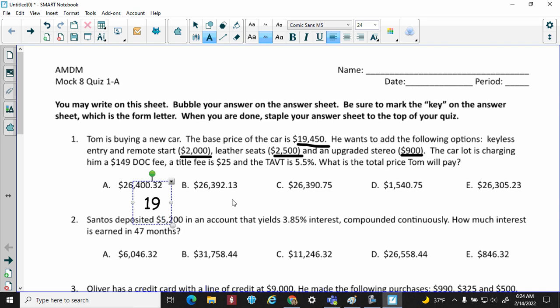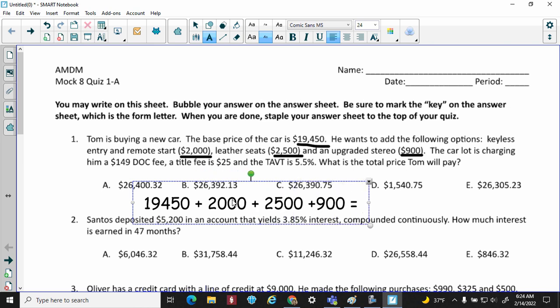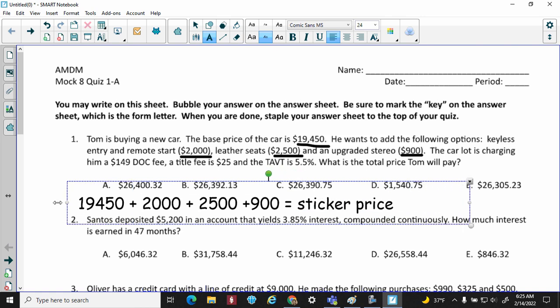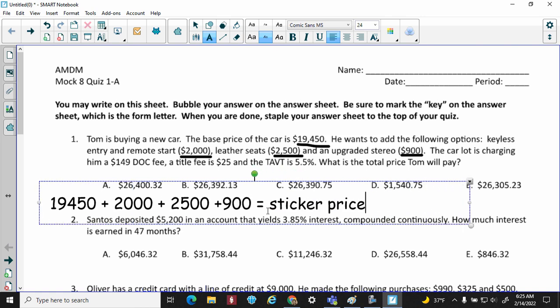So we'll do 19,450, that's our base price, plus 2,000 for the remote start, and so on, which gives 25,900. Now, what we're going to get is what is called the sticker price. The sticker price is what we would get when we add all this together. Then we would multiply by the TAVT, which is 5.5%, so it would be 0.055, and you would get the tax.